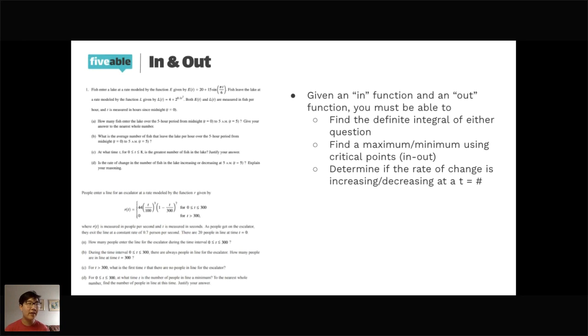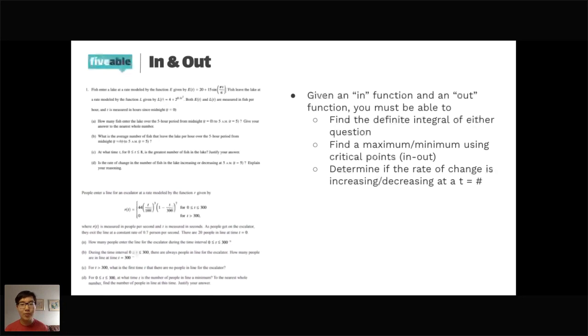So oftentimes on that first FRQ, you'll get a question like, is the rate of change in the number of fish increasing or decreasing at t equals 5? At that point in time, you'd have to do the in function minus the out function, find that second derivative and see if it's increasing or decreasing, or if it's greater than 0 or less than 0. Those are concepts that you all need to make sure you're reviewing prior to the AP exam, even if you're in BC, especially if you're in AB. And feel free to ask questions in the Ask a Question box, just because I'm not monitoring the chat as much.